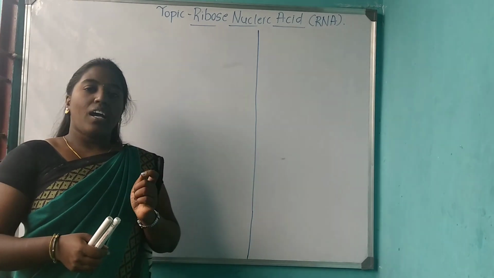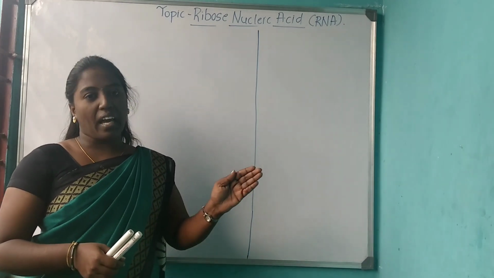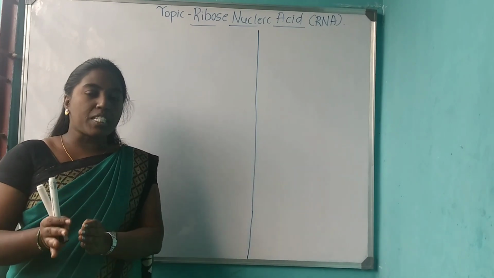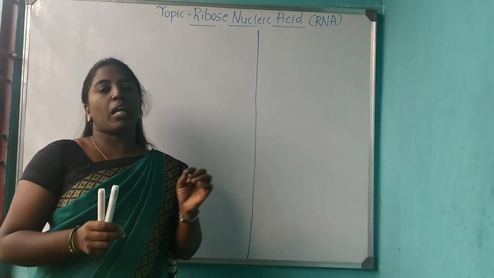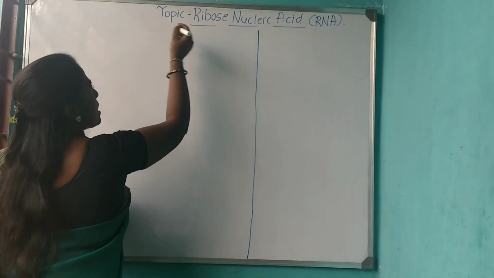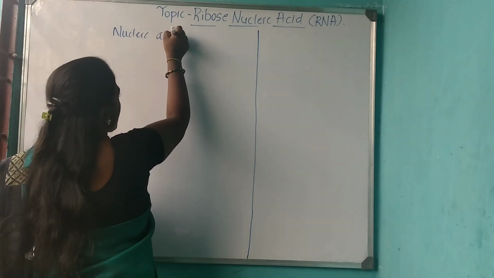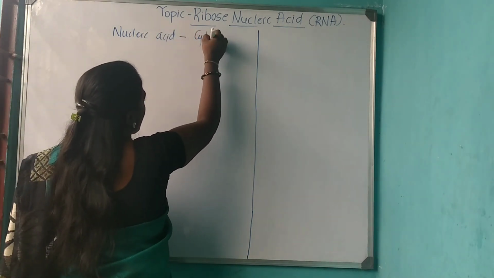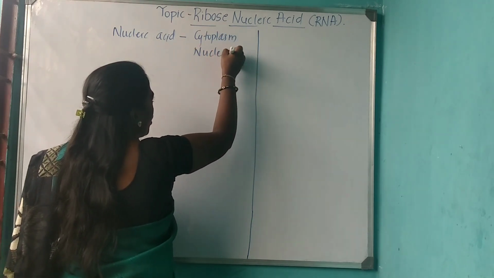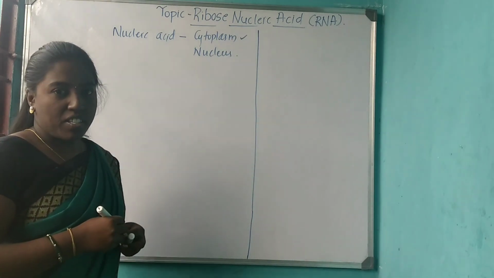RNA is a type of nucleic acid, found predominantly in the cytoplasm, and it can also be found in the nucleus. The ribonucleic acid is a type of nucleic acid. Where is it found? It is found in the cytoplasm and nucleus, preferably the major amount in the cytoplasm.